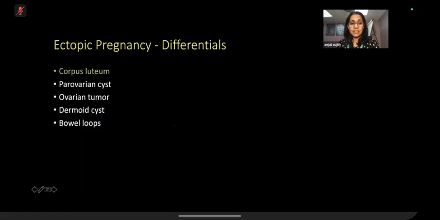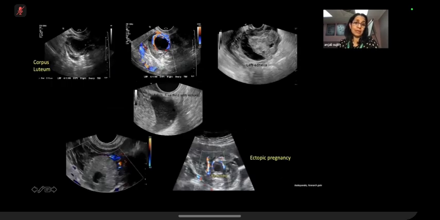So the main differentials are these, and it's important to know that corpus luteum is the number 1 differential. So in the exam scenario, it may be a straightforward case with the history given to you and the images given to you. It may be a straightforward case of ruptured ectopic, but in real life, sometimes it can be really challenging to differentiate between the two.